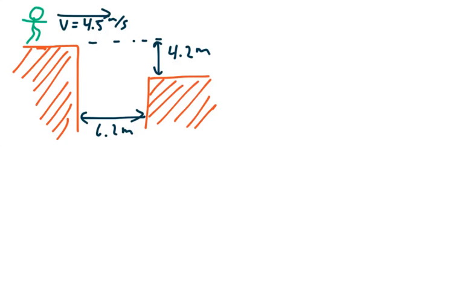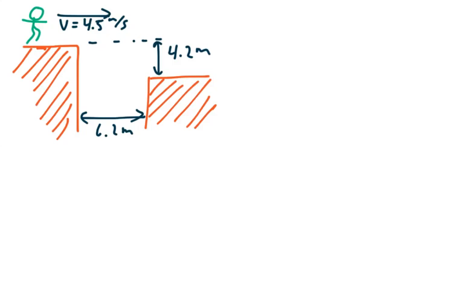Now, the solution to this problem can be done a number of ways. I'm just going to show you one possible way. The way that I'm going to look at this is I know that the time spent moving in the horizontal direction is also the same time that he will spend moving down. So what I'll do is actually solve for the time that he's going to take to fall down a distance of 4.2 meters as gravity pulls him down. And once I know that time, I'll then determine, can he move that whole 6.2 meters in that same time.